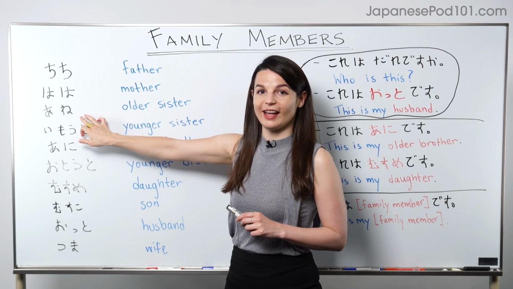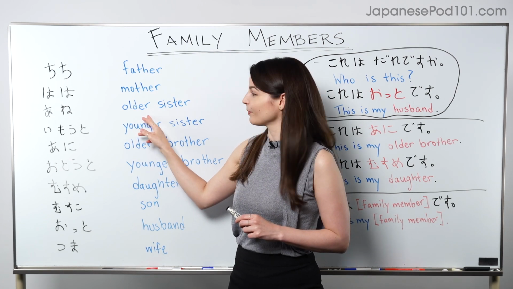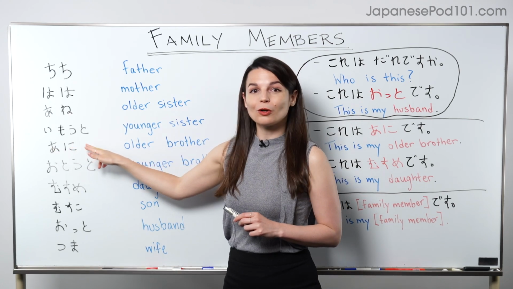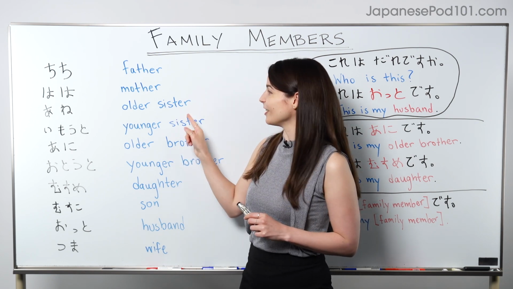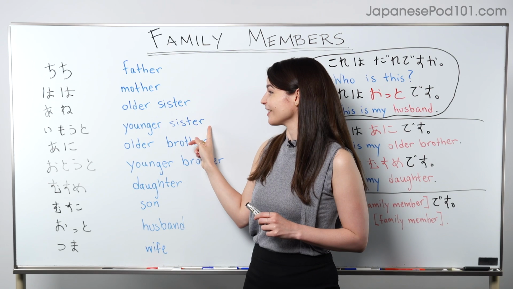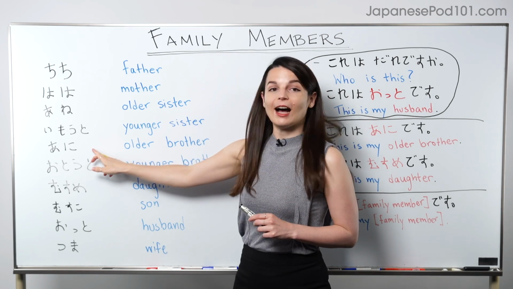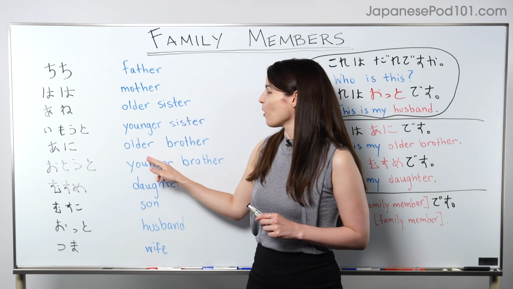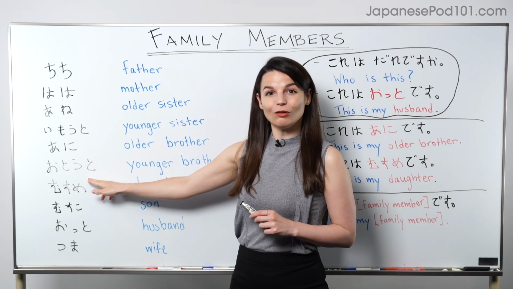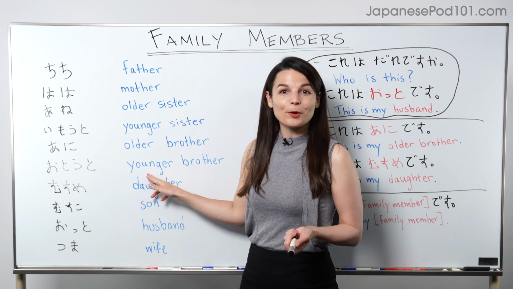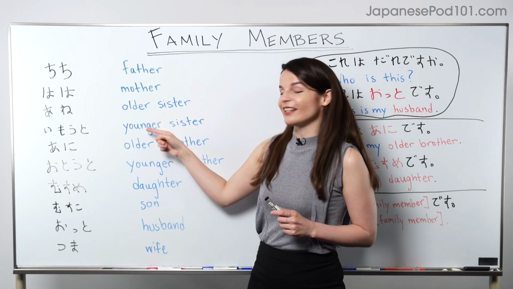Next is ane, which means older sister. Next is imoto, which means younger sister. This is important to note, this difference. There is a different word for older sister and younger sister, ane and imoto. Okay, next is ani. This means older brother, and ototo, which means younger brother. So this is important to note. In Japanese, there are separate words for older brother and younger brother, and for older sister and younger sister.